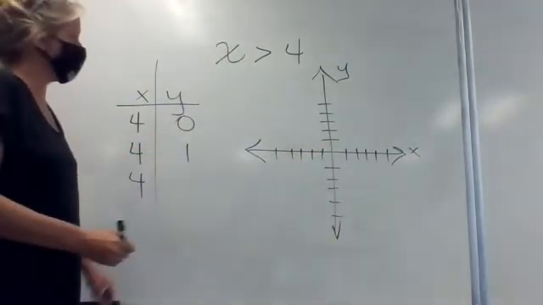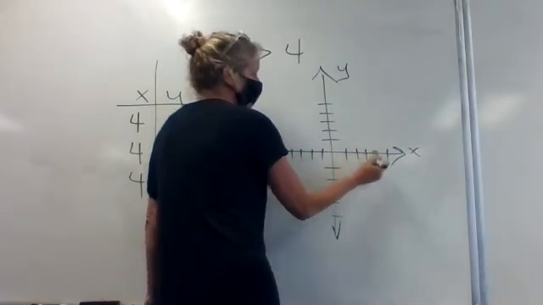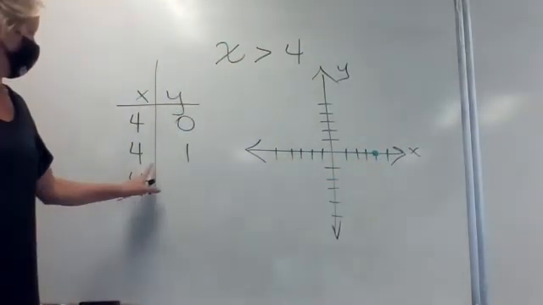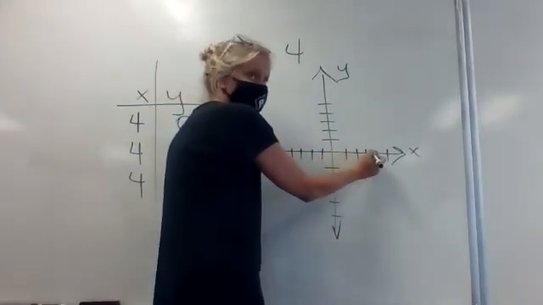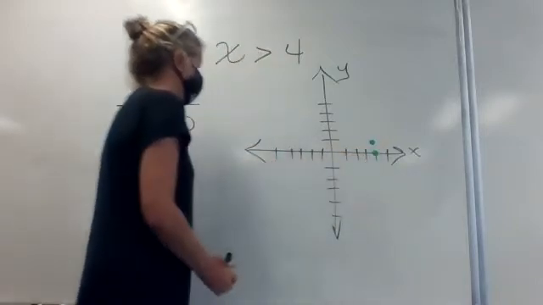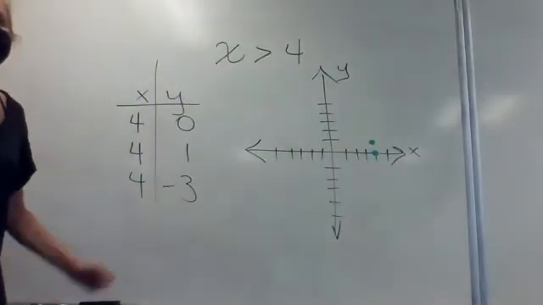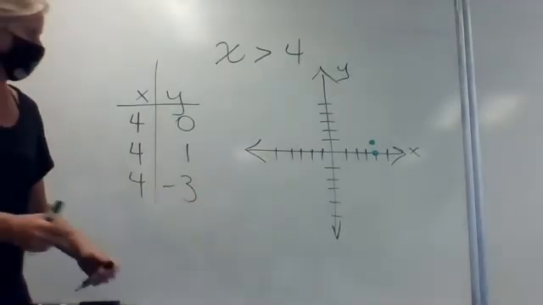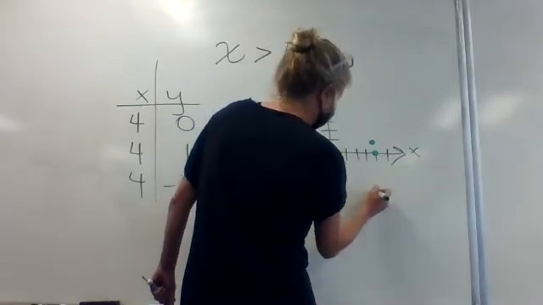So this point, 4, 0 means to the right 4, up and down 0. This one is at 4, 1, which also means go to the right 4, but this time go up 1. Okay, if you did another one, so let's just pick another random point. The x still has to be 4, but the y has to be -3 this time. So to the right 4, down 1, 2, 3.